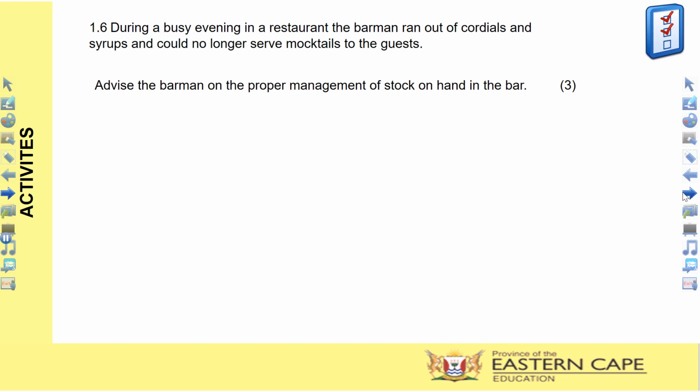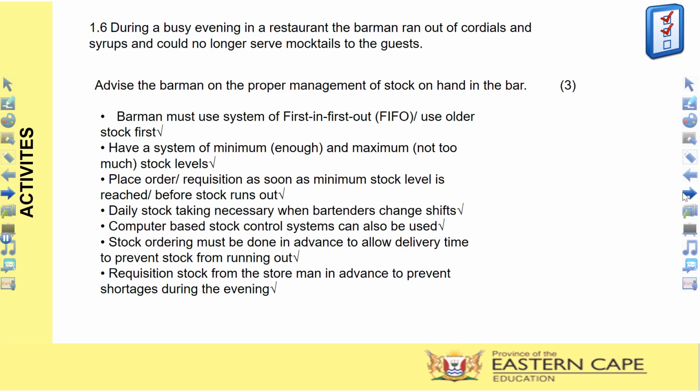So let us just go back to the scenario. You run out of cordials and syrups. So now you need to advise the barman on the importance of stock control. That's basically what they expect from your response. The barman must use the first in, first out system, which you learned in grade 11, which means that you need to use your older stock first.